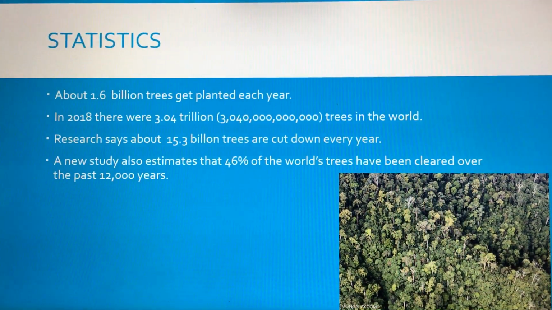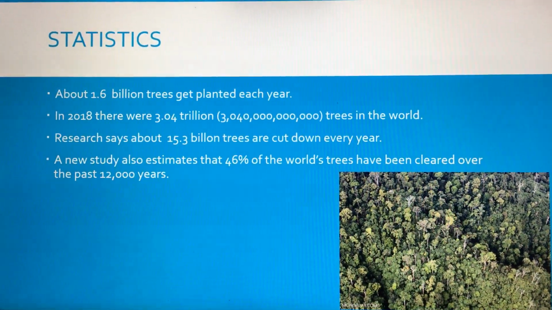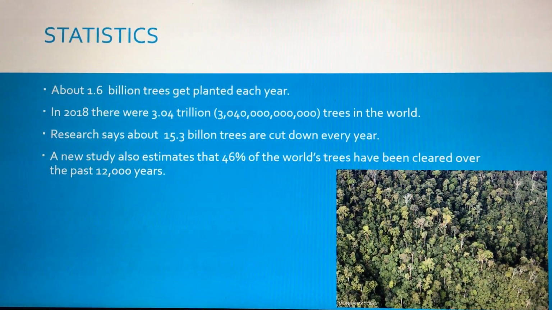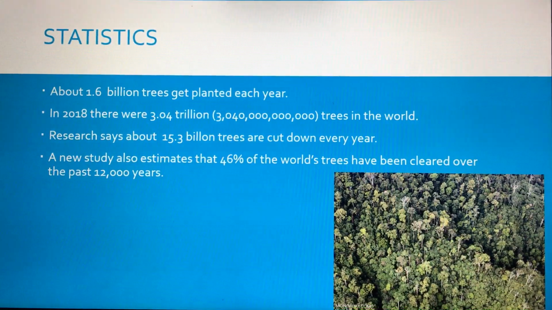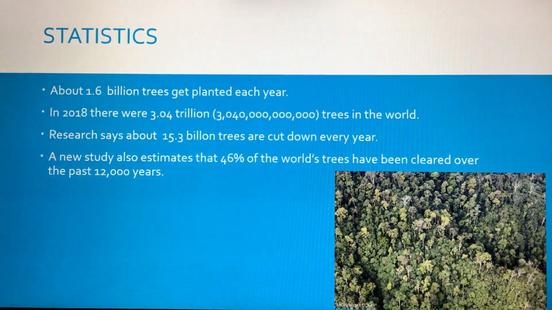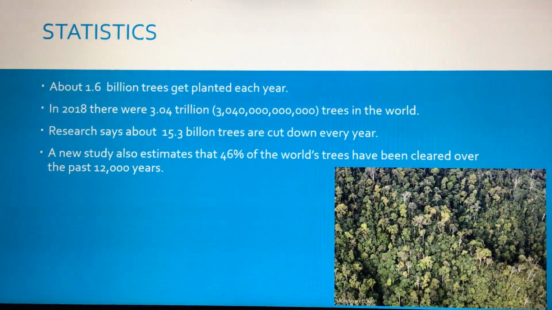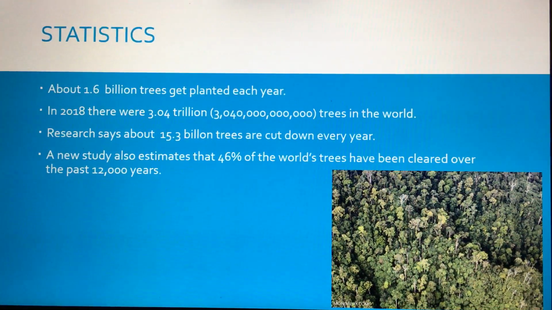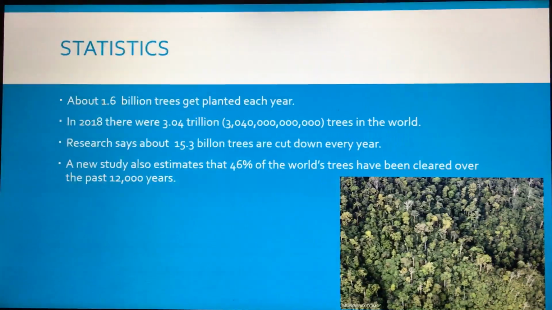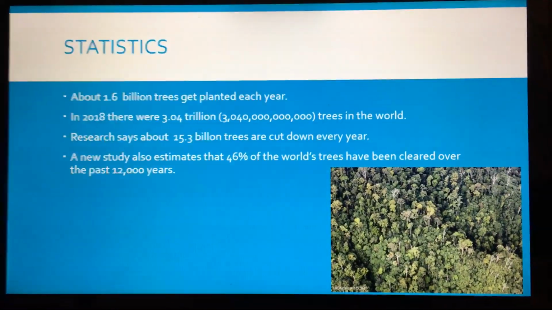So you can see how many get planted, and then we get to see how many get cut down. It's a drastic number. So finally, my last statistic I found was that there is a new study that estimated that 46% of the world's trees have been cleared over the past 12,000 years, which you can sort of see through the numbers.